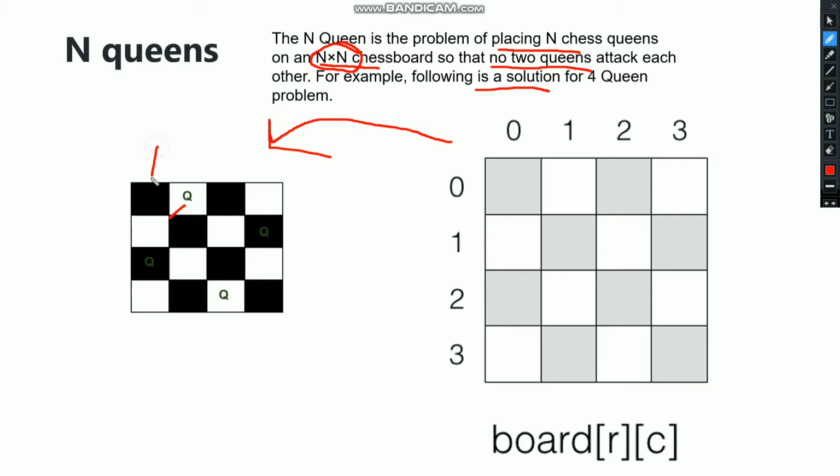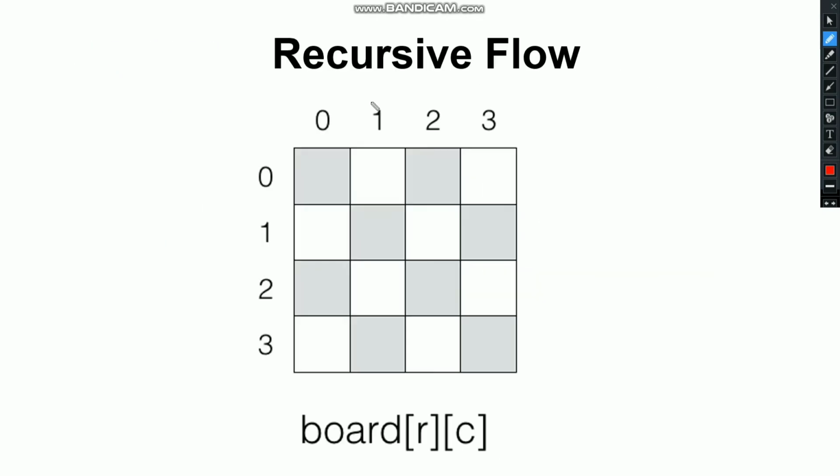In each column we need to place a queen. Now see, in this column the queen is there. Now we'll move to the next column, and again we'll place the queen such that it is not being attacked by any other queen on the board. I hope that you got the problem. Now we'll be using the backtracking algorithm to solve this, so I'll be discussing the recursive flow of backtracking.